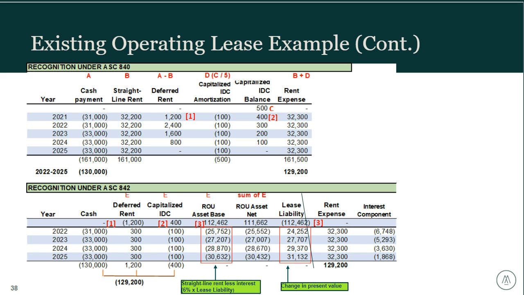The interest component is, and I actually did this because we had a monthly payment example, I used the interest on a monthly basis multiplied by our liability each month to get that. And then that ROU asset base reduction is our straight line rent less interest, which is 6% times our liability. And then your lease liability will be similar and unchanged to the previous example, and is only our change in present value. And that's the gist of it. You can see that $129,200 is identical to the rent expense under ASC 840.